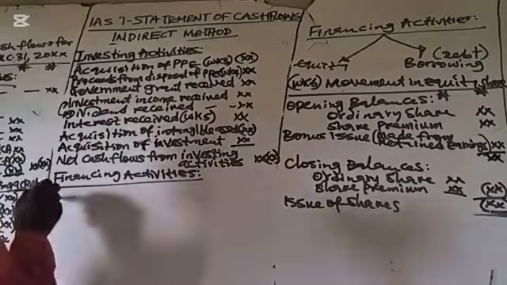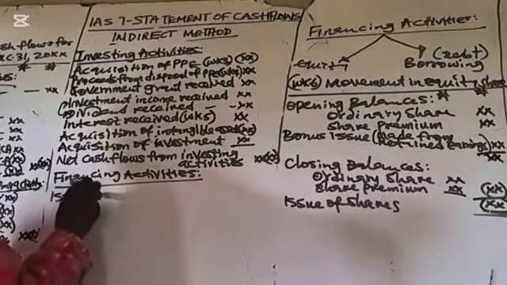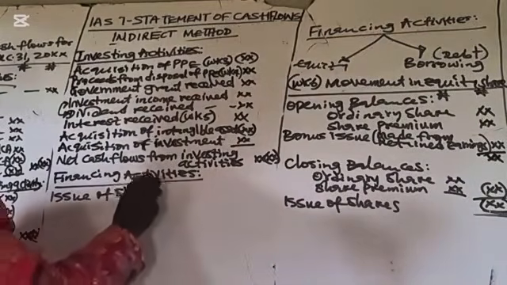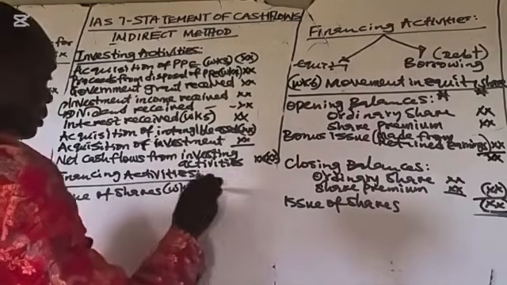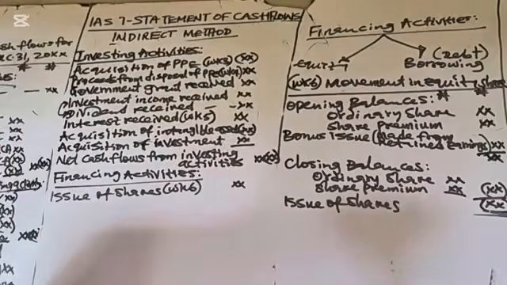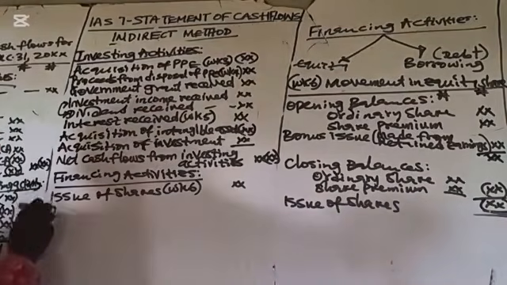So your issue of shares will appear under the financing activities. Working number 6, you have your issue of shares. Then you may have dividend paid.